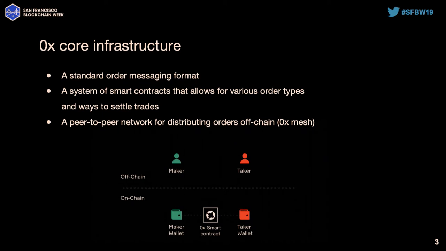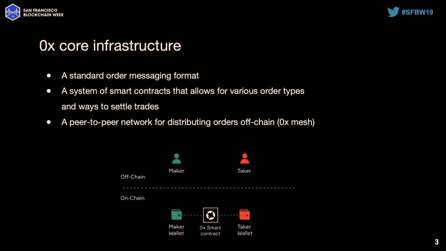So I keep saying these orders are off-chain. What does that mean in practice? So it means that in order to create an order, that's completely free, which is a big plus, helps a lot with scalability, and makes it cheaper to provide liquidity. The downside to having off-chain orders is that they are not as easily discoverable.